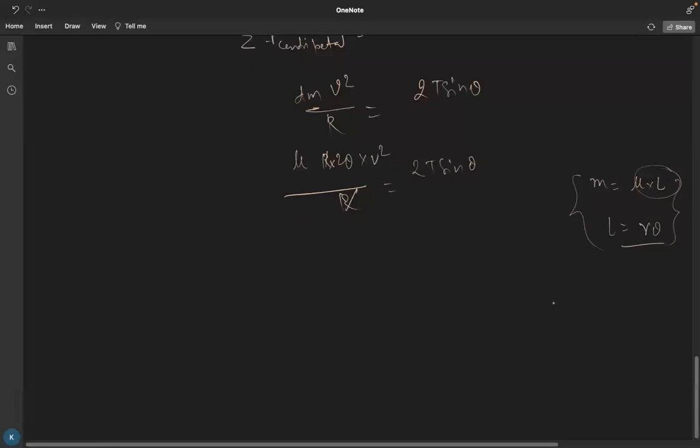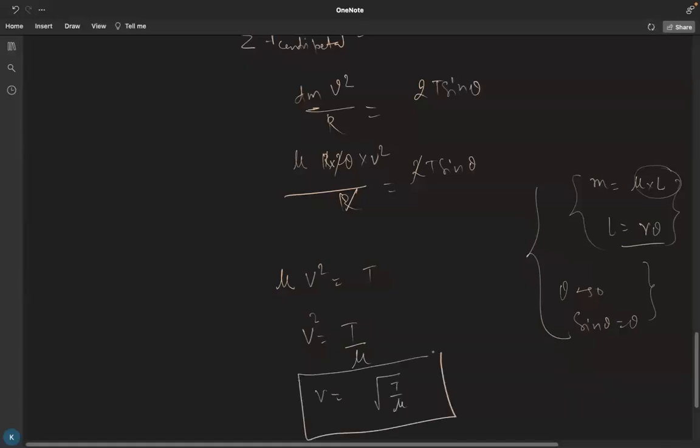And we all know that when theta is very, very small, or theta is tending to 0, we have the formula sin theta is equal to theta. We are just using the trigonometric relation here. So sin theta is equal to theta, and the 2 gets cancelled. So what we get is mu v square is equal to T. So we get v square is equal to T by mu, and here we get v is equal to root under T by mu.